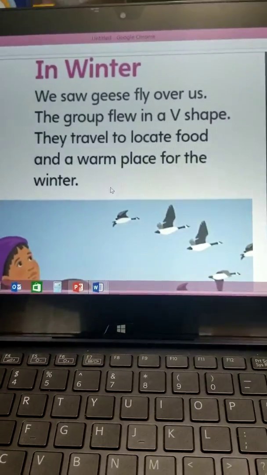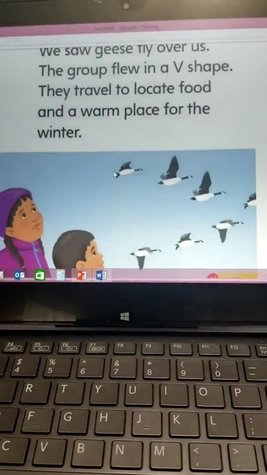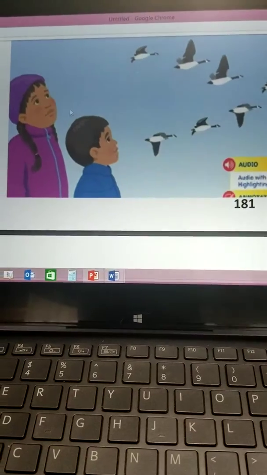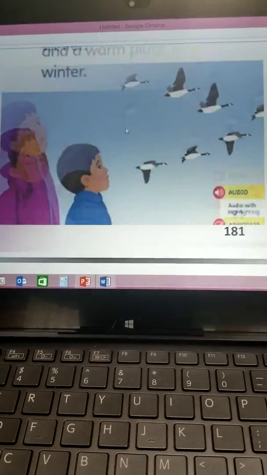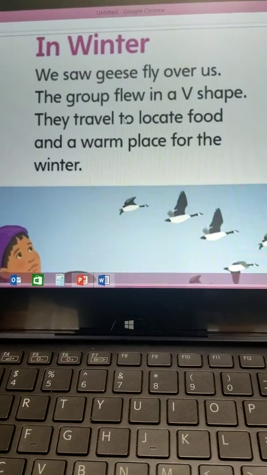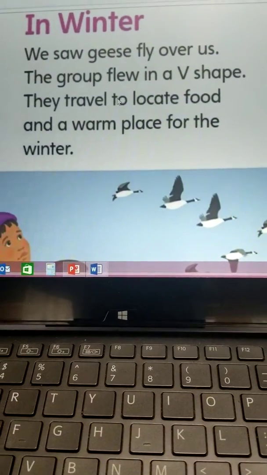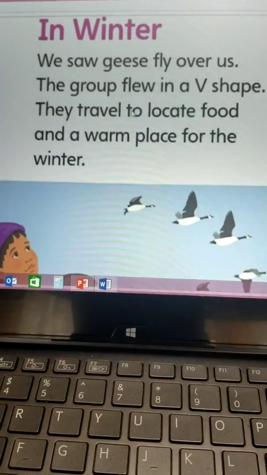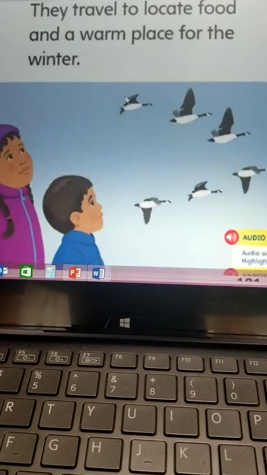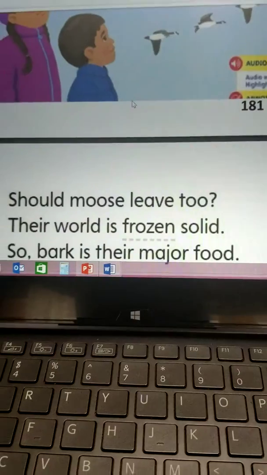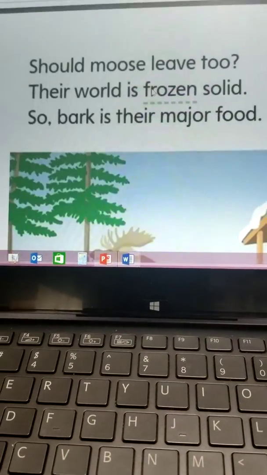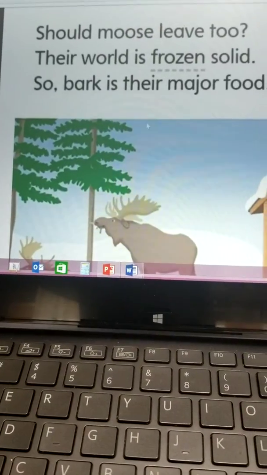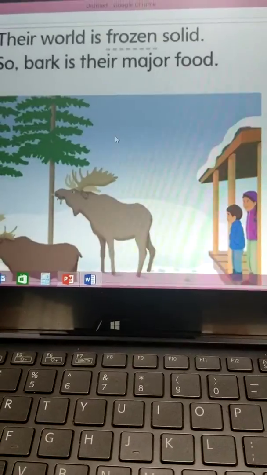Okay, so you're going to read your story in winter. Make sure that you're looking at your pictures to help you. Make sure you're using your reading strategies to sound out words if you don't know how to read them. Stretch them out, chunk them, chunky monkey. Sound out the first letter first and then the next ones.